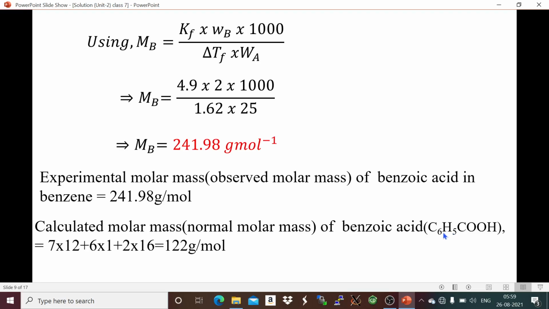Now the calculated or normal molar mass, if we consider benzoic acid does not undergo any association or dissociation. The benzoic acid formula is this. How many carbon atoms? 7. So 7 into 12. How many hydrogen atoms? 6, so 6 into 1. Oxygen atoms 2, so 2 into 16. So it is 122. Due to association, molecular mass increases to 241.98, but actually it is 122.